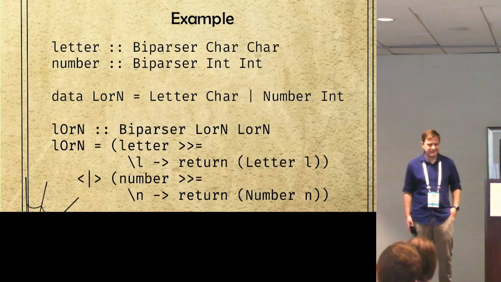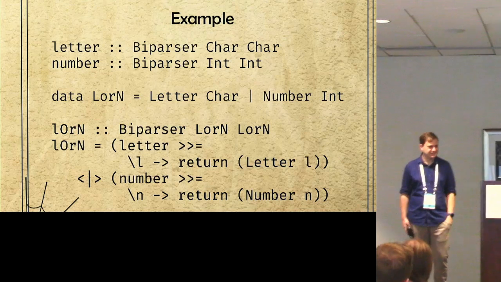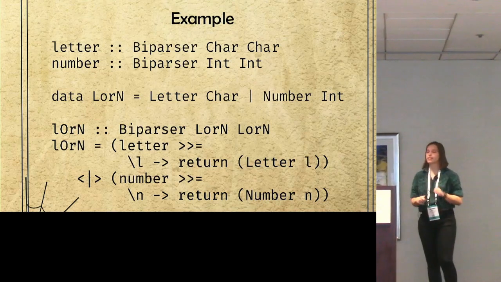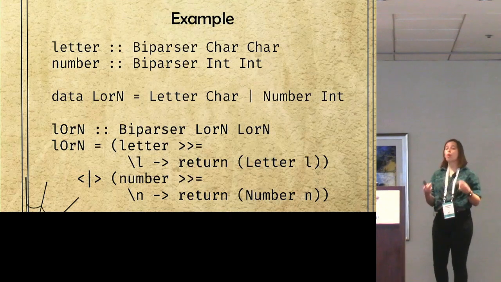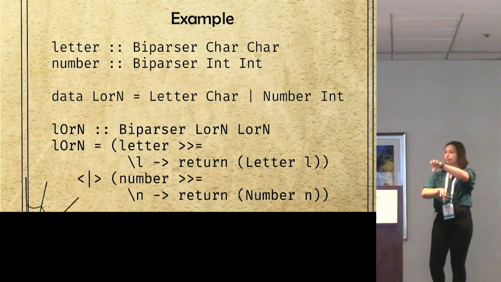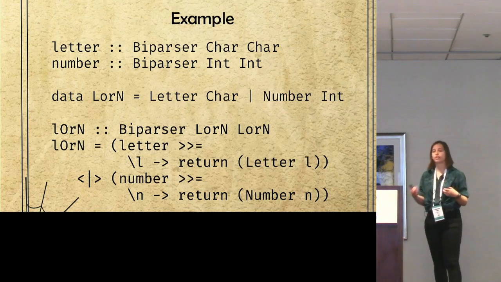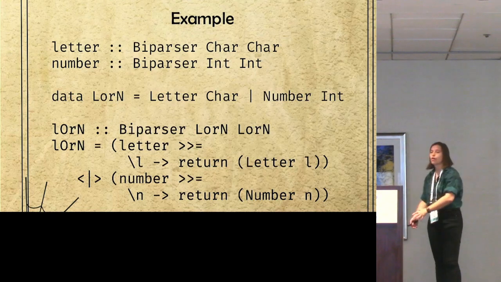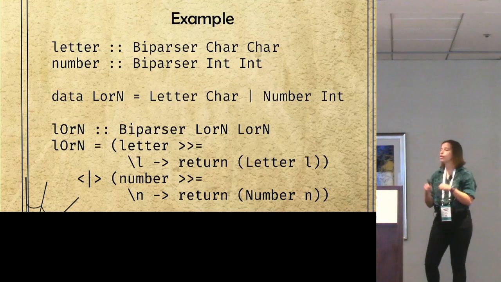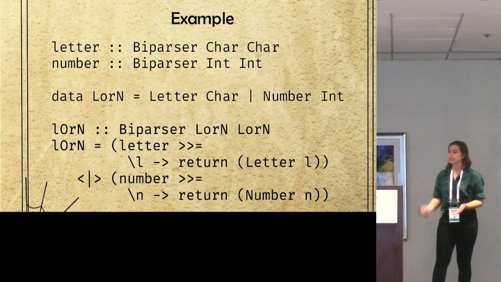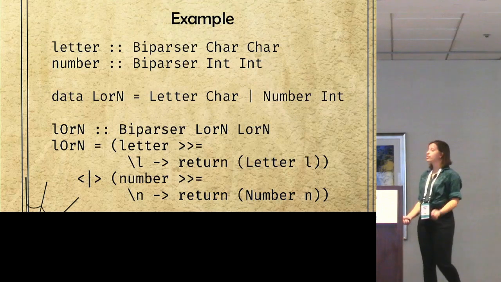So this Lorem type is a biparser for a letter or a number, and it's written in two halves, and each half is combined together using the alternative or construct, so that's that little bar thing. And if we focus on each part individually, it's built upon the letter and number sub-biparsers. For example, number is going to produce a number n, and that gets passed along and then wrapped up in the number constructor. For those familiar with monadic and alternative programming, this seems like the natural solution.